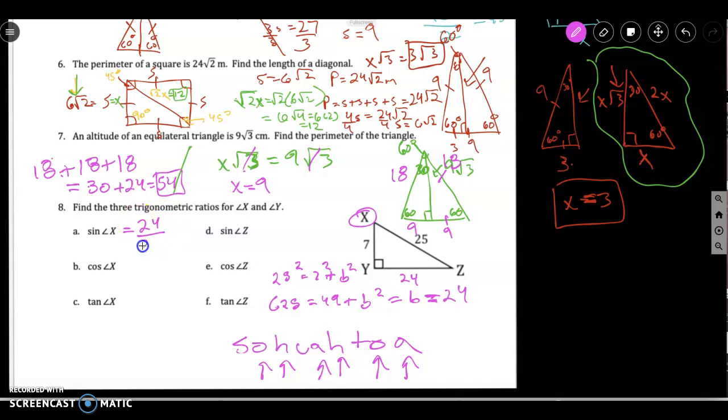So 24 over 25. Cosine of X is going to be adjacent over our hypotenuse, so that's going to be 7 over 25. Tangent of X is going to be opposite over adjacent, so that's going to be 24 over 7. Okay, and then we got sine of Z, so opposite over our hypotenuse, so that's going to be 7 over 25. And then cosine of Z, that's going to be adjacent over our hypotenuse, so 24 over 25. And then we have tangent of Z, that's going to be opposite over adjacent, so 7 over 24. And there you go.